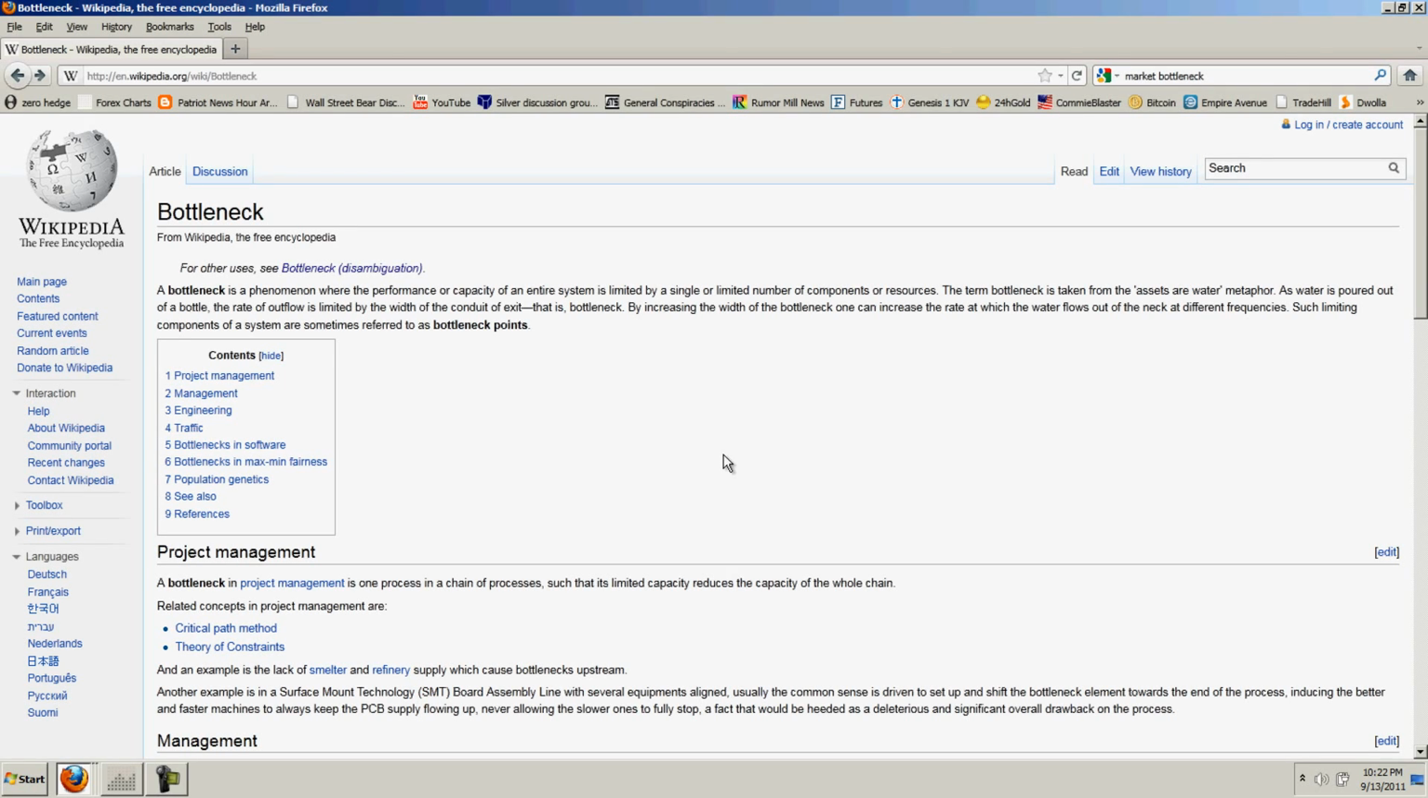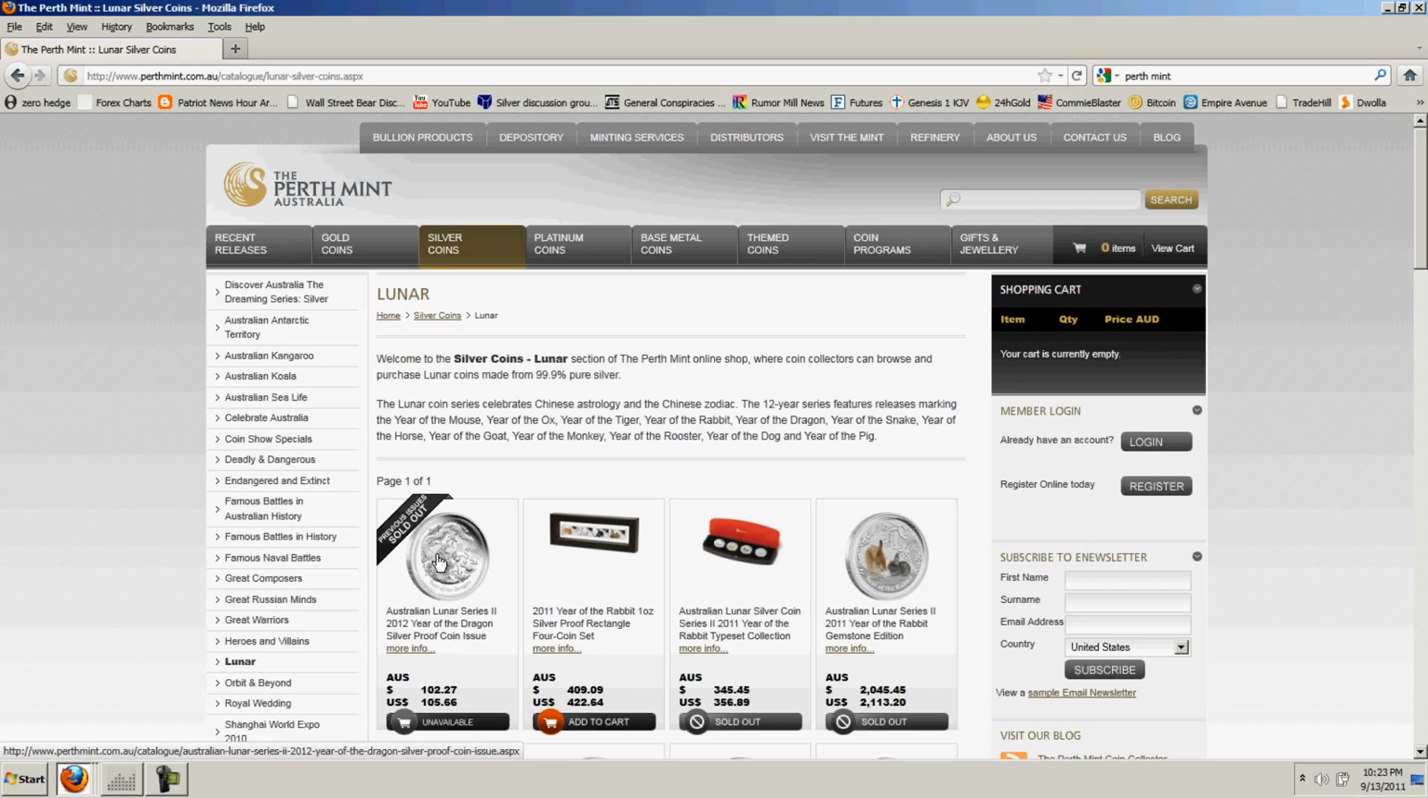Now, I've been following this for years, and any of you who are free market people know that shortages are unnatural. Shortages are cured by high prices. Bottlenecks are also very unnatural. They're cured by fixing whatever is in the chain that causes a bottleneck. So I decided to go to the source itself and head on over to the Perth Mint.